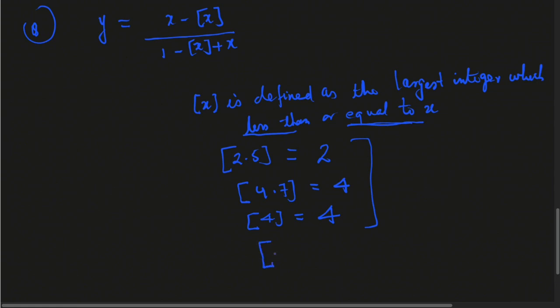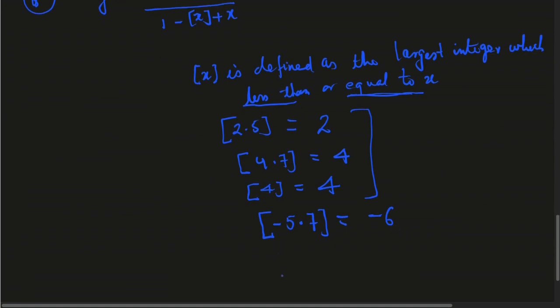Now let us see the greatest integer of negative 5.7. The greatest integer is the largest integer which is less than or equal to x. So the largest integer which is less than negative 5.7 is negative 6. So the greatest integer of minus 5.7 will be minus 6. This is how you do it.